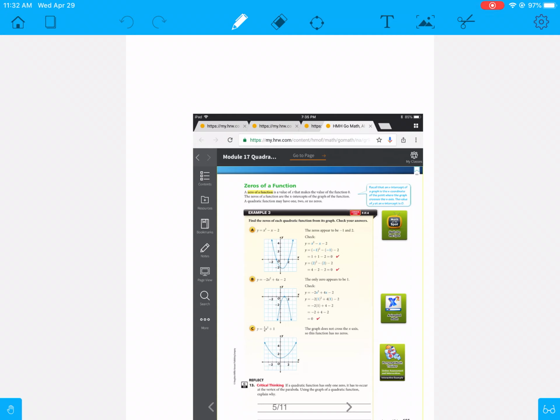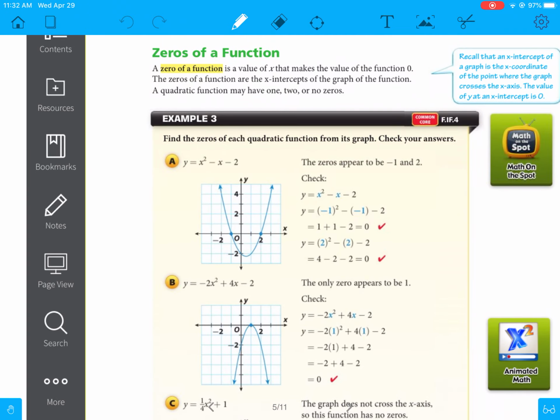Okay, so now we have the zeros of a function. The zeros of a function is a value of x that makes the value of the function 0. The zeros of a function are the x-intercepts of the graph. So all you have to do is just look at the graph, and wherever it crosses the x, those are your zeros. So we have right here a 2 and a -1. And what you can do is plug those into your equation to double check. So if you plugged in a -1, you'd get 0. Plugged in a 2, you get 0.